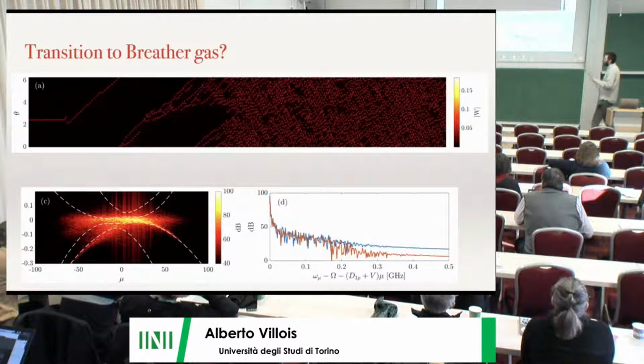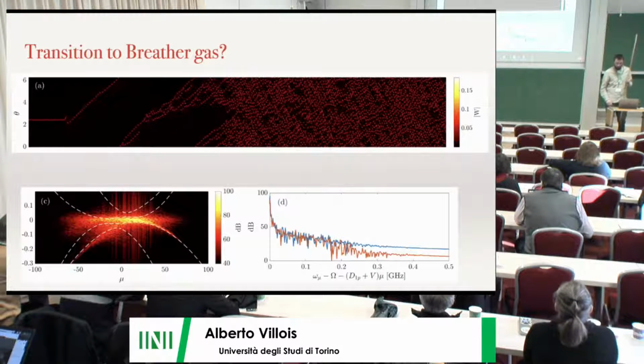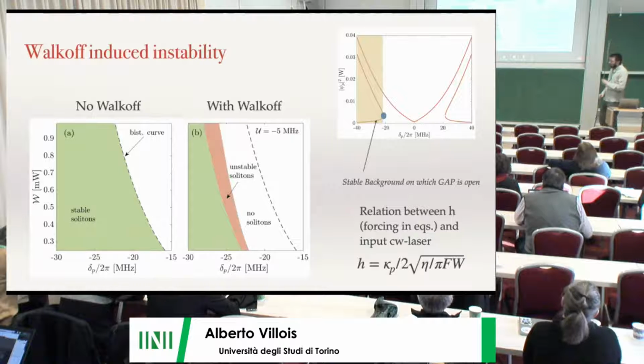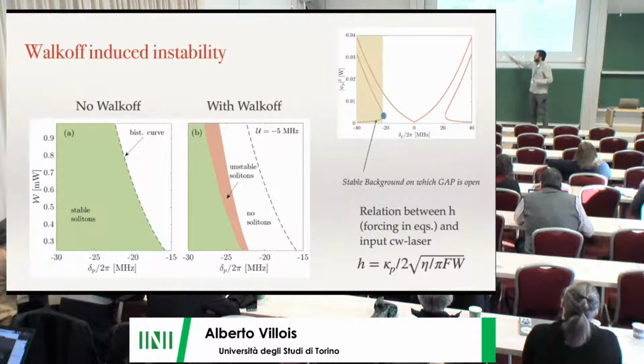And as you can see, there is no more any presence of coherent structure in here, and as well not any presence in the radio frequency spectrum. So I wanted to check, but what is then a soliton gas, for example, in this system? Well, it's not easy to show that, because to trigger instability, I need walk-off. And if I don't consider walk-off, then all my solitons are stable, right?